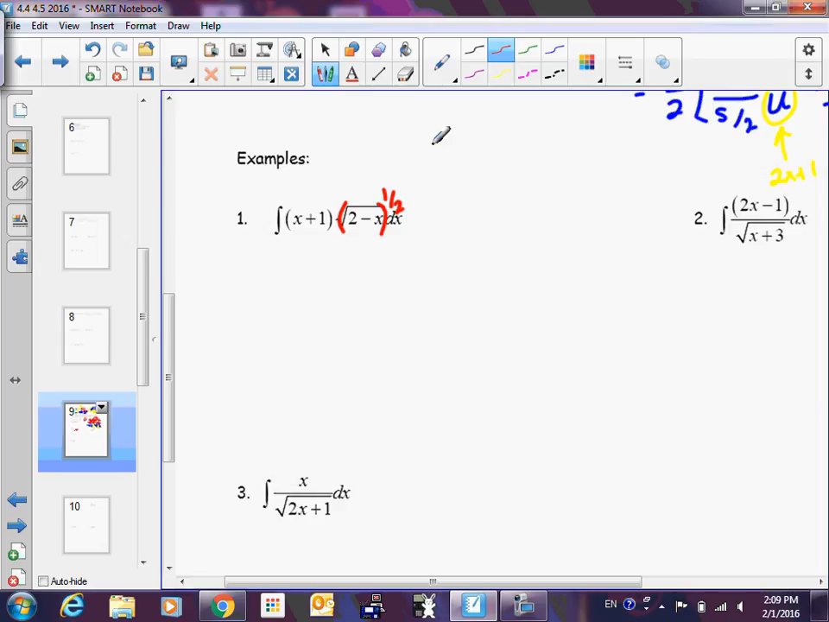I have 2 things in parentheses. So which one am I going to let u equal? Pick the messier one. Pick the one with the power. Pick the grosser one. So u is going to equal 2 minus x. All right, so then what would du equal? -1 dx.